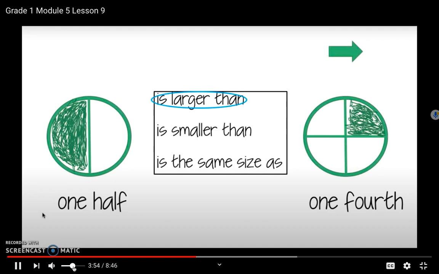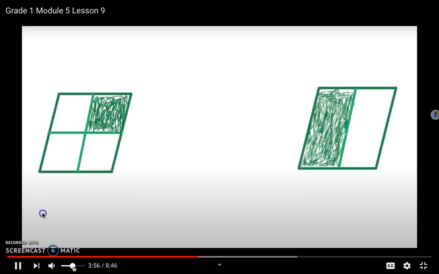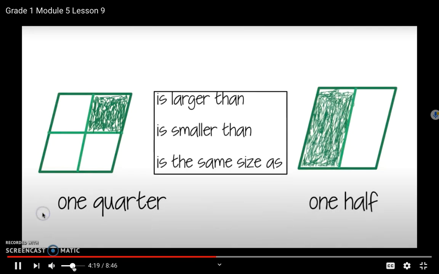Okay, here we go. Let's try another one. All right, what do you notice? What's that first part colored in? Is that showing 1/4 or is it showing 1/2? Yeah, you're right. It's showing 1/4. Excellent job, friends. Or 1/4, because I could say both for that. And then what about the other side? Yeah, that's showing 1/2. Now I'm going to compare the two.